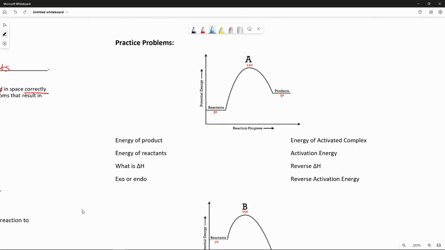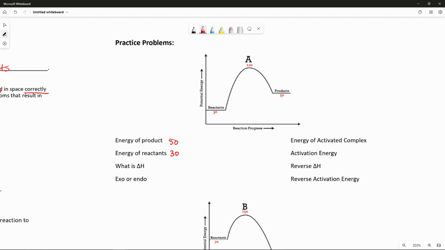Alright, so let's go over a practice problem using this knowledge. We can figure out a lot of information from this graph alone, and we're told that the energy of the reactants is 30, the activated complex energy is 120, and the energy of the products is 50. Using this information, we can figure out all of these 8 questions. We'll start with the energy of the product. The product is here, and it tells us that the energy is 50. Same for the reactants. The energy of the reactants is given as 30.